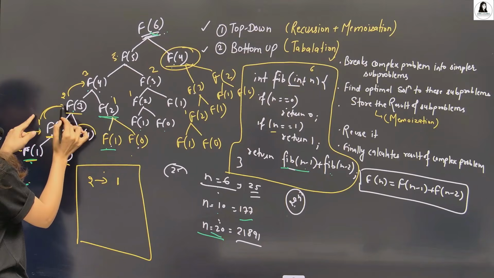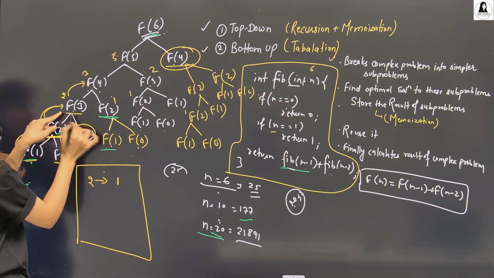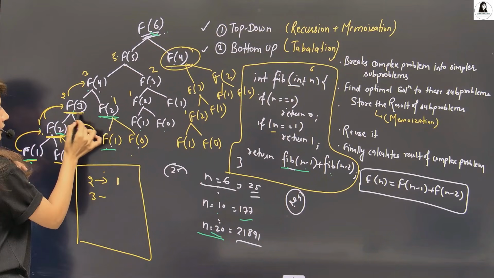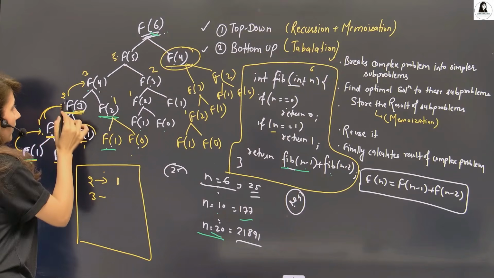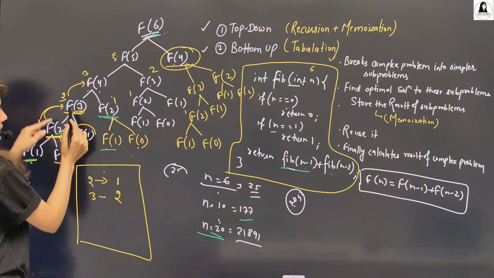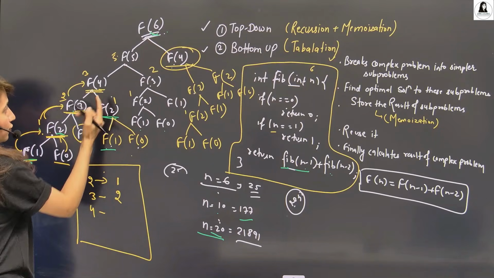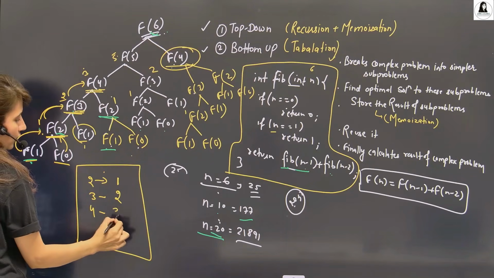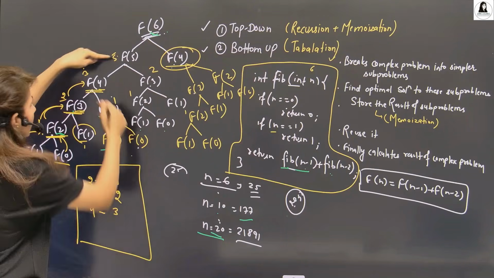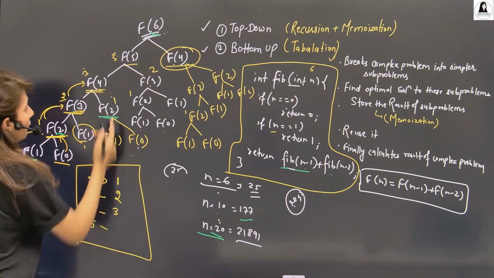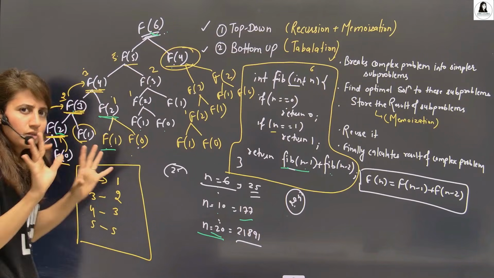Now we get 1. Now f of 1 is 1. So f of 3 also we get. So whenever the parameter is 3, then the value is 2. Now I go back. Now f of 4 has been calculated. So now whenever the parameter we pass is 4, then the value is 3. So I store it. Now again, when the parameter is 5, the value is 5. So like this, I'm storing somewhere.